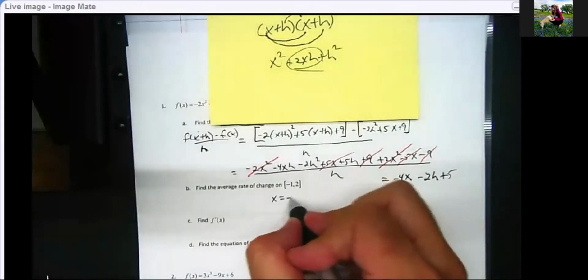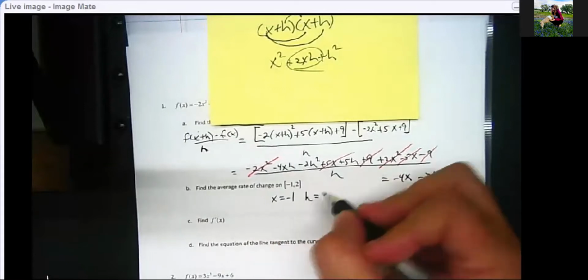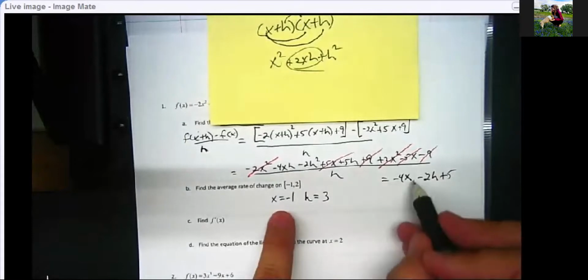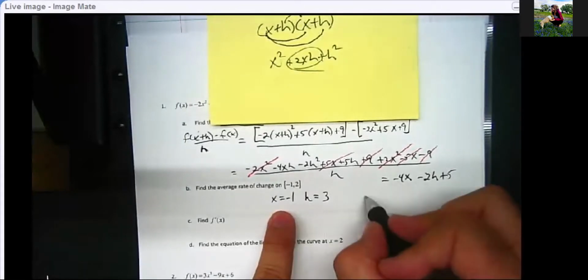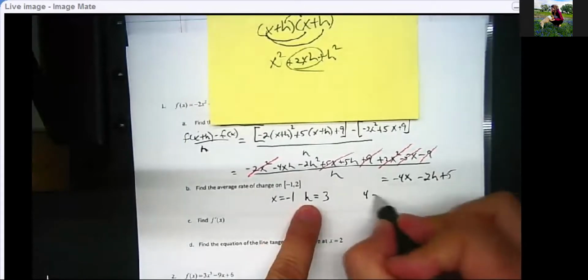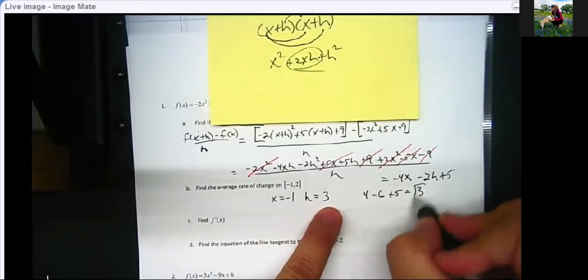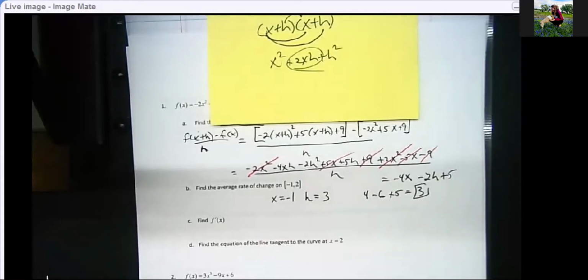X is -1. What am I calling h? H is 3. So if I plugged in -1 for x, that would be 4. If h is 3, it looks to me like the slope between those two points would be 3. And so I've got all of them, right?